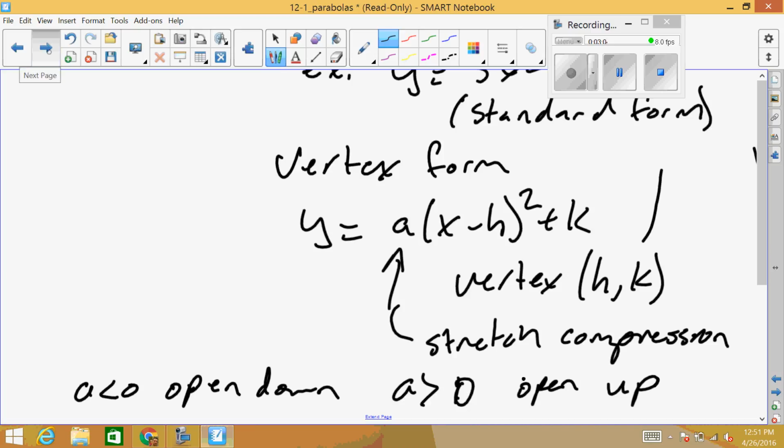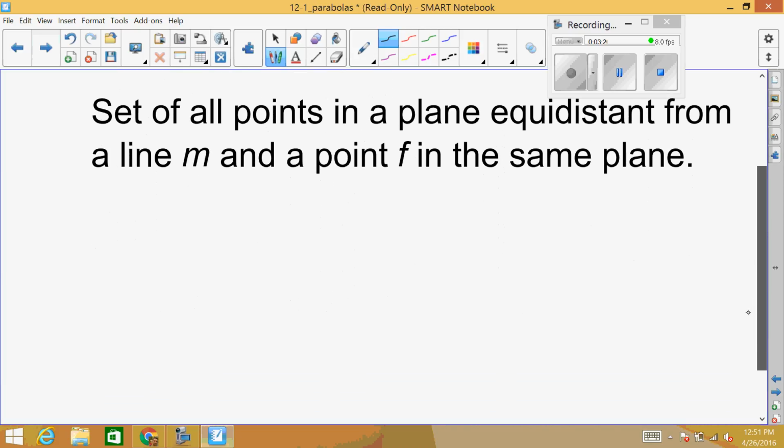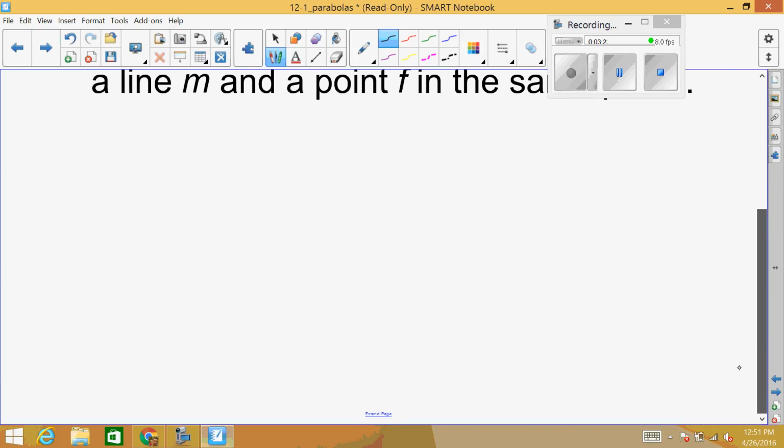But today we're going to talk a little bit more about what the actual definition of a parabola is. A parabola is a set of points in a plane equidistant from a line M and a point F on the same plane. So what that means, and there's a nice Khan Academy video attached to this post in Google Classroom also that goes through the same process. They explain it a little differently, with a very detailed explanation.